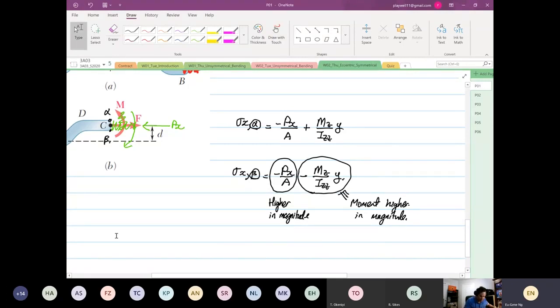So we know that over here, Mz over Izz times y is always going to be greater than Px over A. And this is always true. I try to see, have I seen it otherwise? No, I've never seen it otherwise.